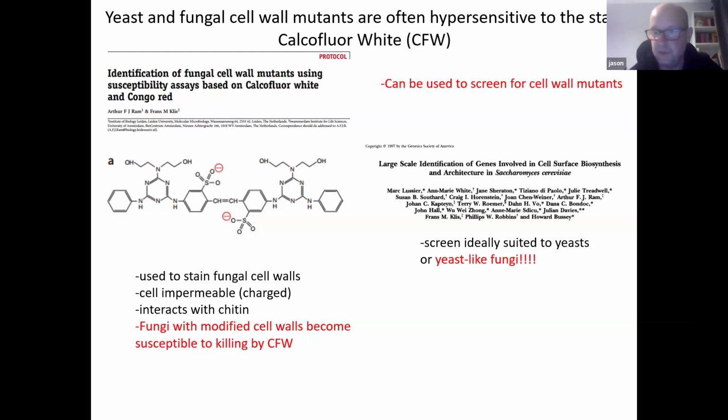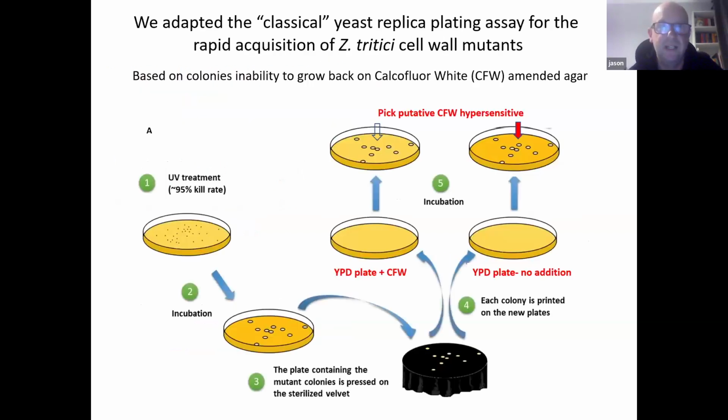So it's a powerful screen, well known in literature, and I thought we should be able to adapt it to Zymoseptoria tritici. So this is what we did, basically. This is a classical yeast replica plating screen, which we've used for the yeast cells of Zymoseptoria tritici. So we've done a UV treatment of the single cells to a 95% kill rate. We let them grow up a little bit on a plate, and then we print them onto black velvet, if you like, which makes a little imprint, a marker of what was growing on the plate.